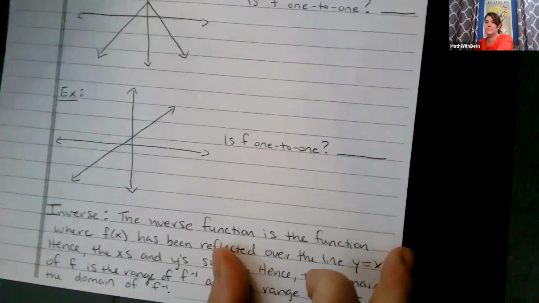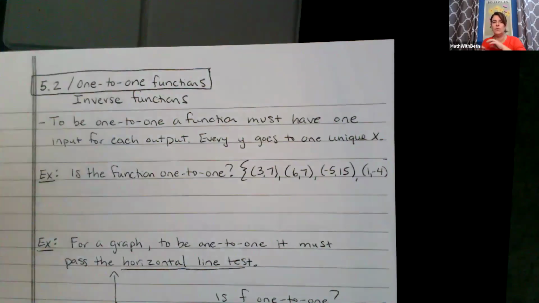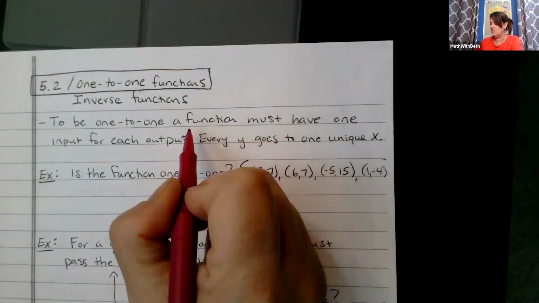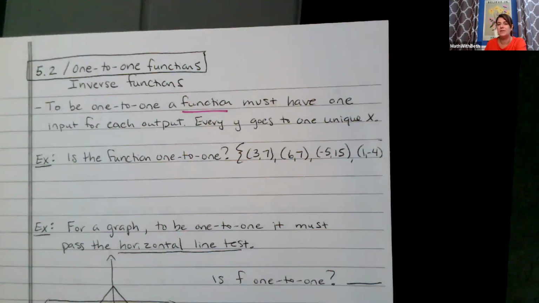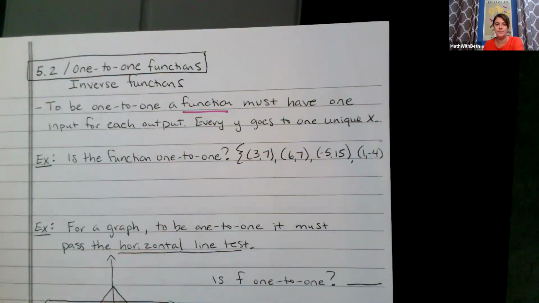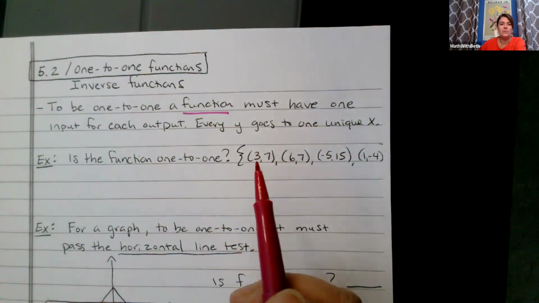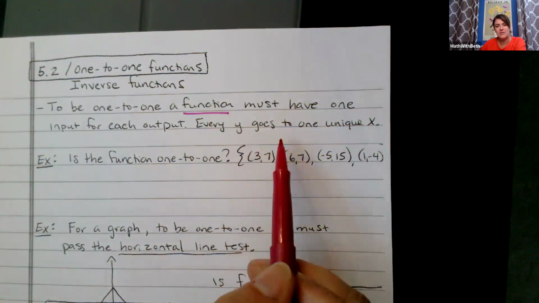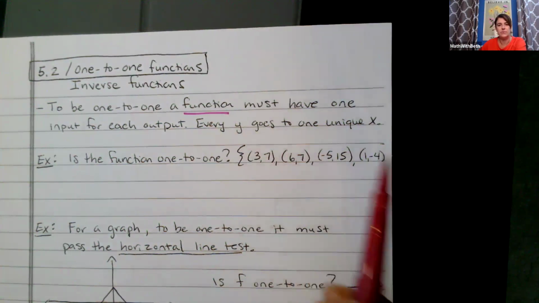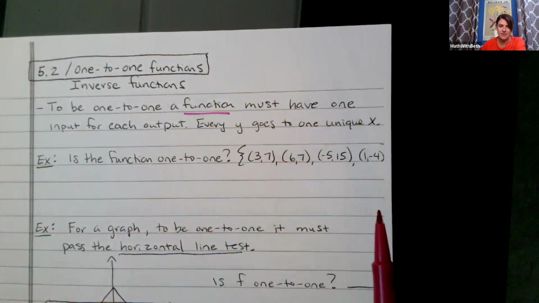Hello. So we are going to be looking at one-to-one functions and inverse functions. In order for a function to be one-to-one, first it must be a function. Remember, the definition of a function is that every x goes to only one y. Now for it to also be one-to-one, every y has to go to only one x. So it's just the opposite, basically.